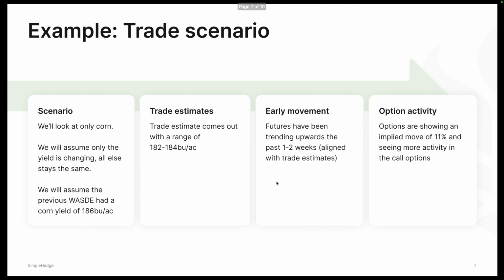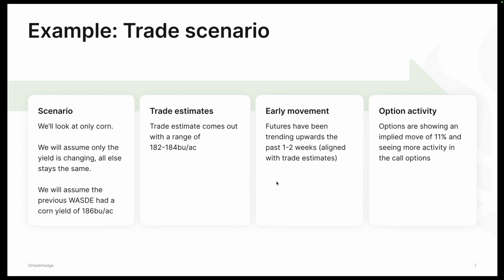So we'll go through a little bit of an example trade scenario for you as farmers, that you can look back on and see how you can put this into your own operation and your own risk management plan. Let's just look at corn only. We're only going to assume that the yield is changing, so everything else is going to stay the same. By that I mean the acres are going to stay the same, and we'll say the demand is staying the same, so it's only going to be a yield change.